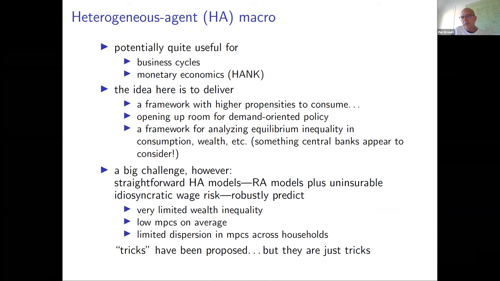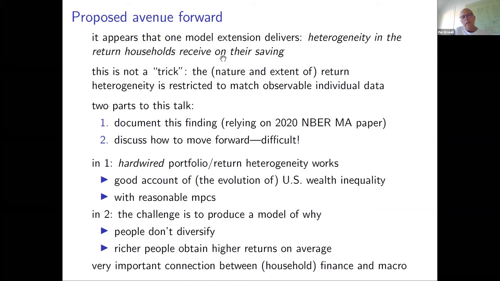So what I want to propose now is an extension of the general framework, where the key feature is heterogeneity in the return that households receive on their saving. The standard model doesn't have this. The standard model has a household that saves at the safe return, or it could be a risky return, but everybody is facing the same return process. So this you could view as a trick.